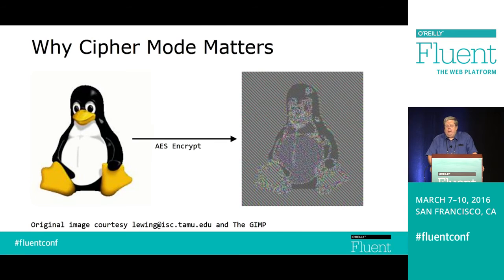Here's an example of why those modes matter. This is a well-known one. We have a picture of the Linux Penguin Tux, and if you encrypt each block of that picture with the same AES key, you get the output shown on the right, which is encrypted. It's really, really well scrambled, but you can get some idea of what the image is about by looking at it.